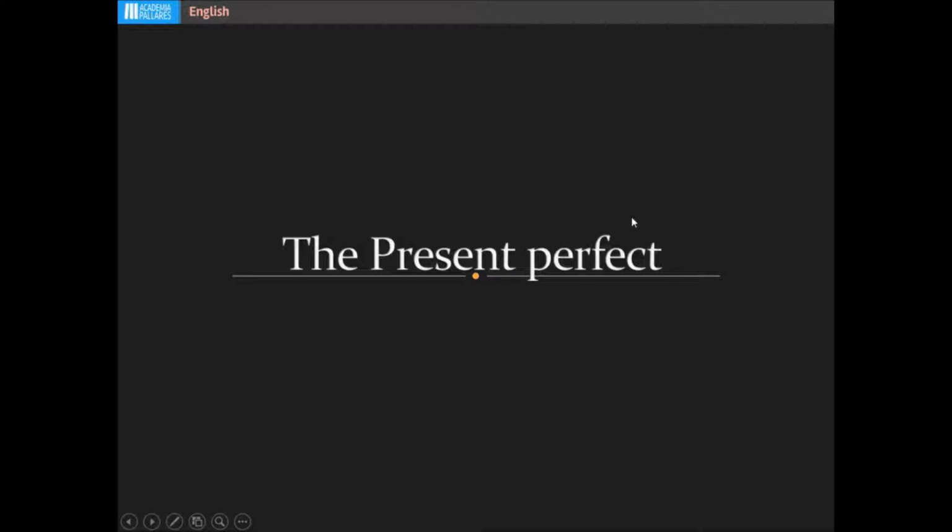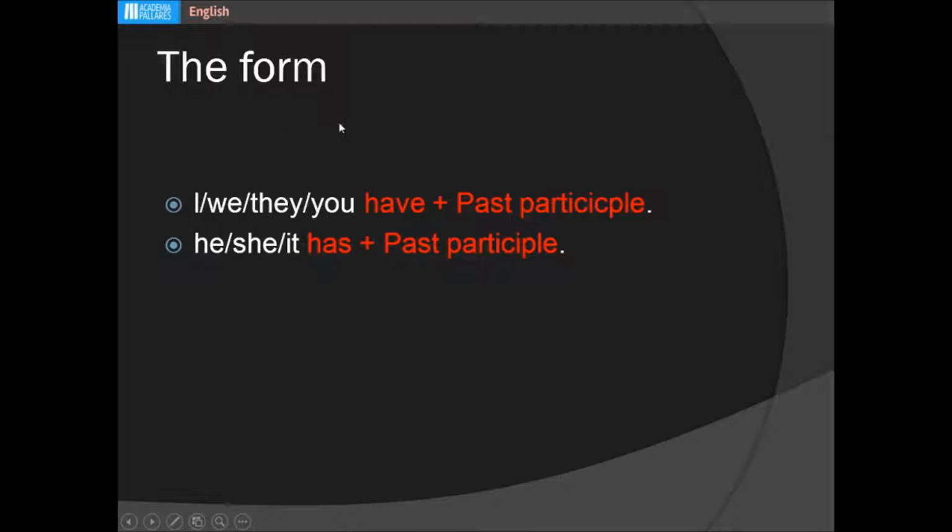So today we are going to see the present perfect. Okay. So first we are going to start with the form. The form of the present perfect is the pronoun plus the verb to have in present simple and then the verb in past participle. So the form with I, we, they, you is have and he, she, it with has.